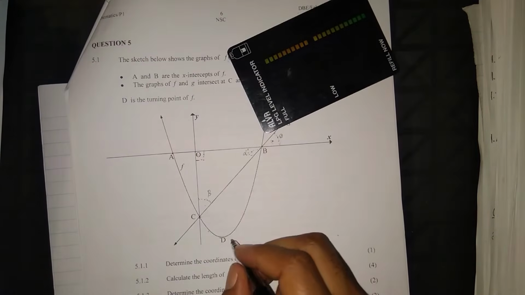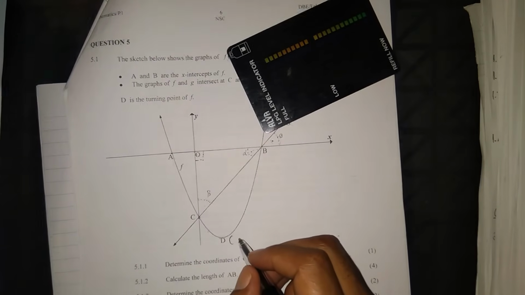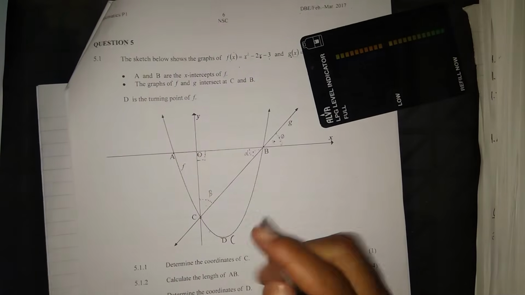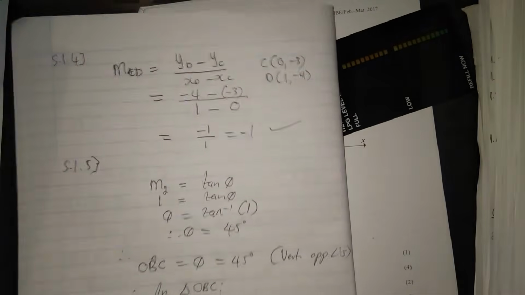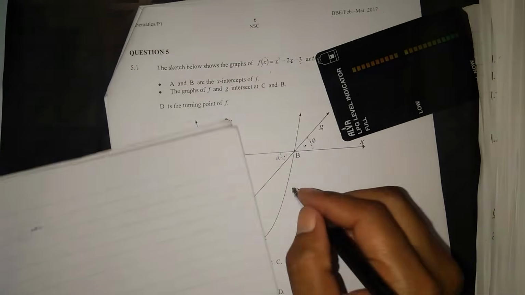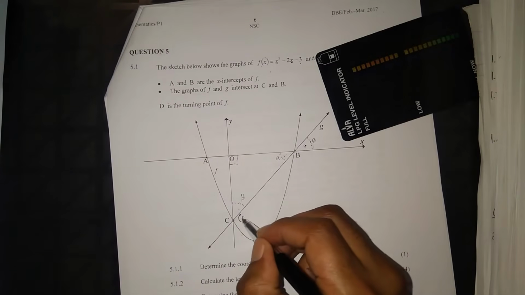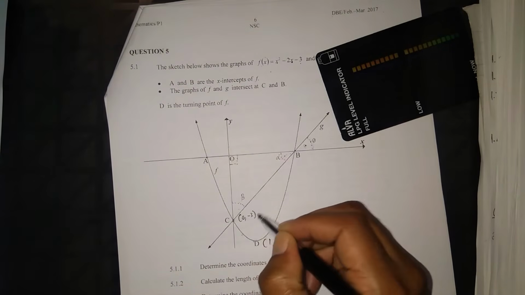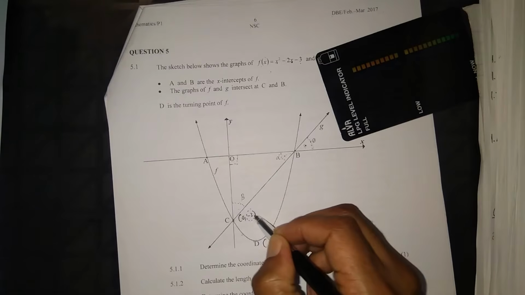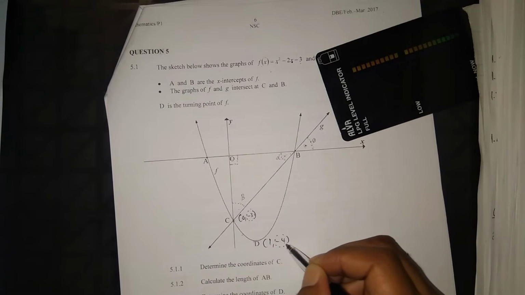Any value that's between, the coordinates of D, who is it? It's D. What are the coordinates of D? Let's see here. The coordinates of D are 1 and -4, and then for C it's 0 and -3. I'm talking about these y values, right?